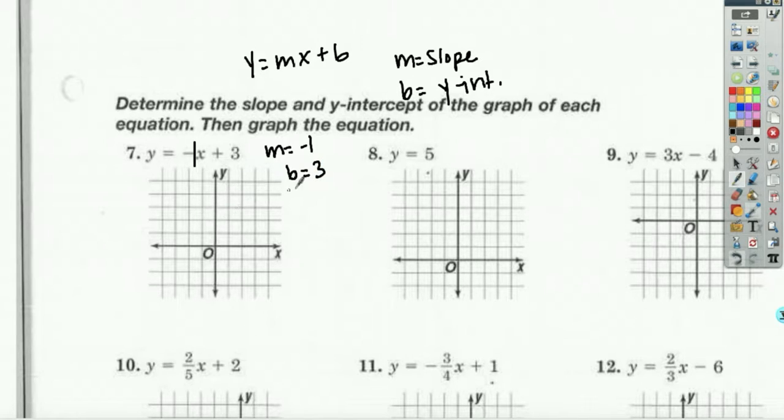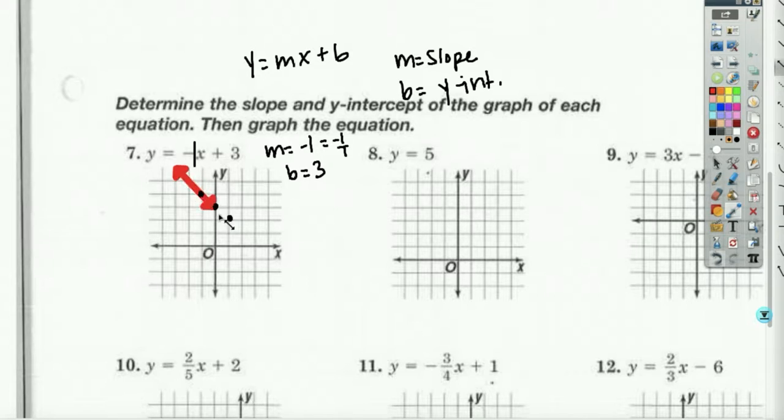Remember, when you're graphing this, you're always going to start with your y-intercept, which is going to be a positive 3. So on your y-axis, go 1, 2, 3. Then to get your slope, it's negative 1, but that's really negative 1 over 1. So down 1, and then over 1 to the right. Or you could have gone from your y-intercept up 1 and over 1 to the left. And then once you get a couple of points, you'll connect them, and then you'll be finished.